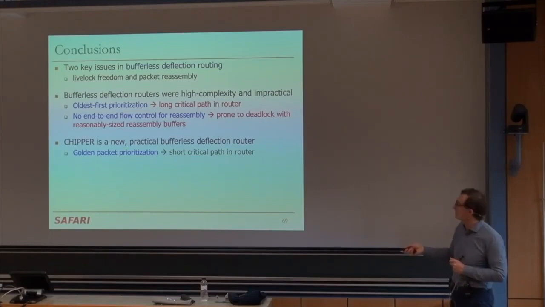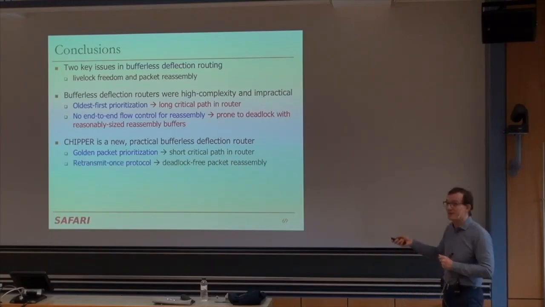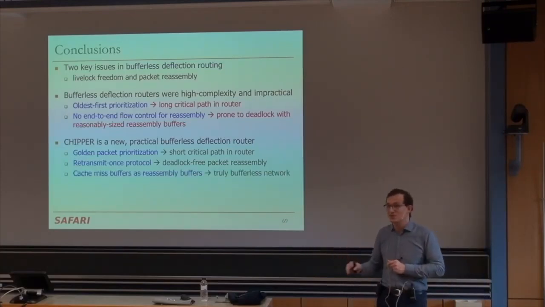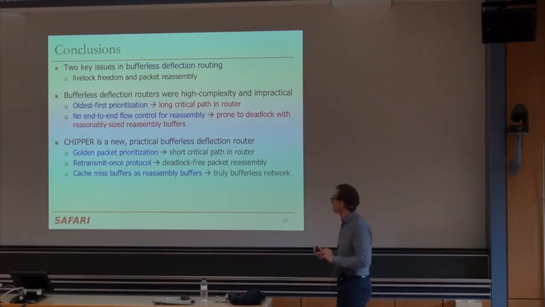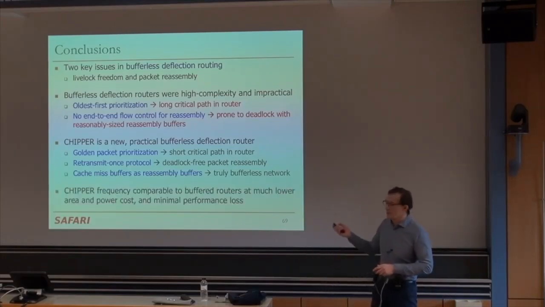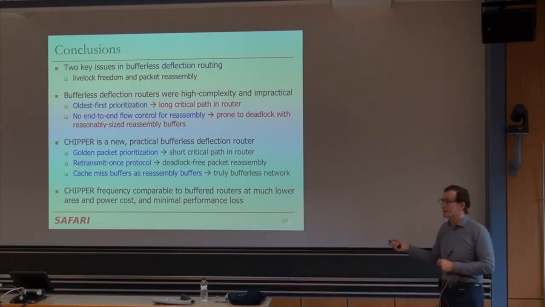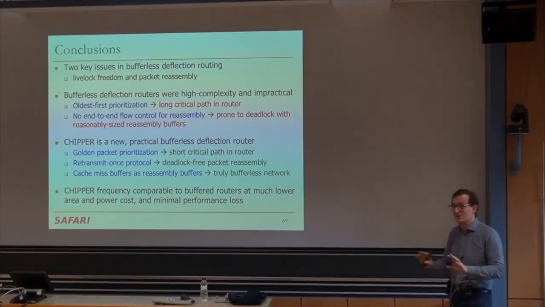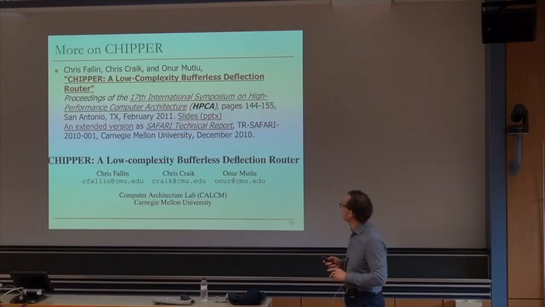It gives you golden packet prioritization to enable a short critical path. This retransmit-once protocol enables deadlock-free packet reassembly, and cache miss buffers act as reassembly buffers. As a result, you actually don't need to have additional buffering on the edge nodes. And as you see, the frequency of the router is comparable to buffered routers at much lower power and area cost, and minimal performance loss at workloads that have low to medium intensity on the network. Any questions? Okay, so you can read the paper.